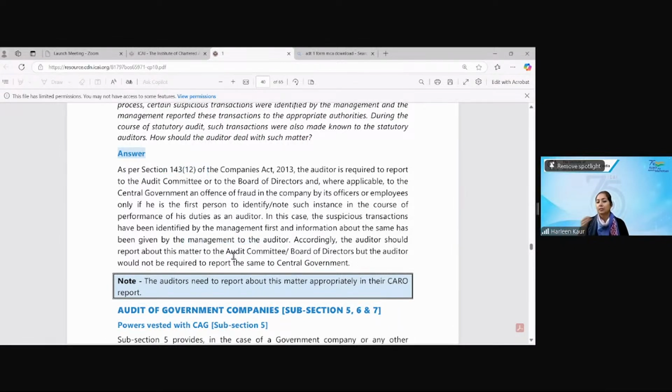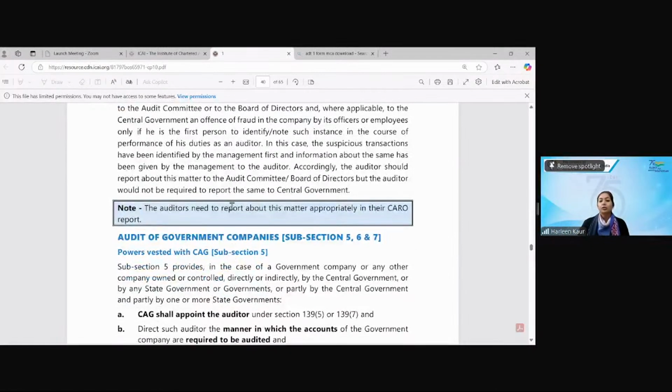The auditor will report this to the audit committee and board, but they will not be required to report the same to the central government if it is less than 1 crore. If it is more than 1 crore rupees, then they will always report to the central government. Also, again, the 2 days, 45 days, 15 days procedure will be followed. Also, they need to report about this appropriately in their CARO report, as per the auditing standards and practices. They have to report this in the CARO report.